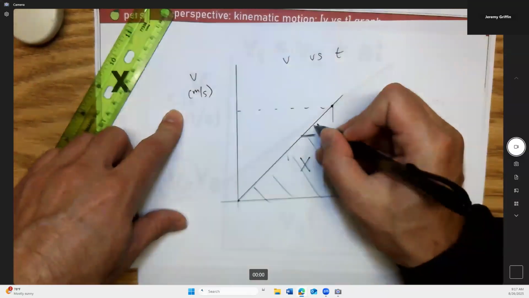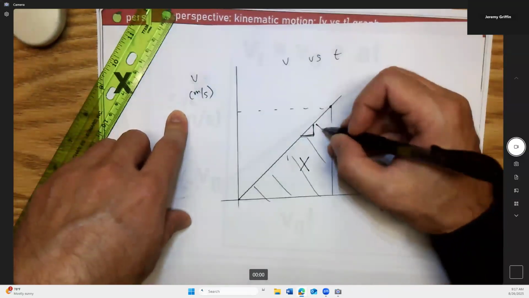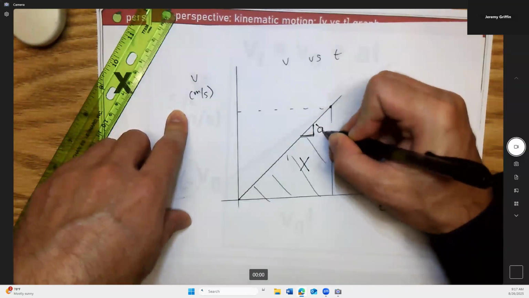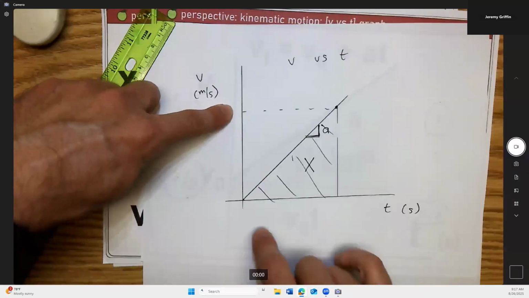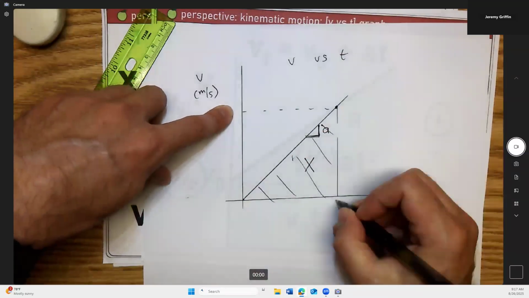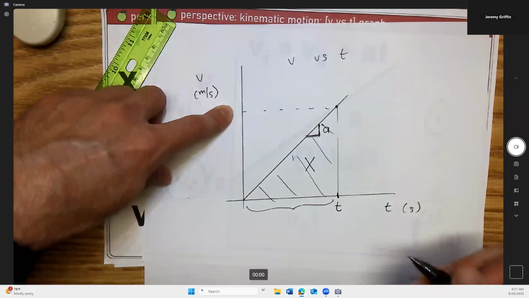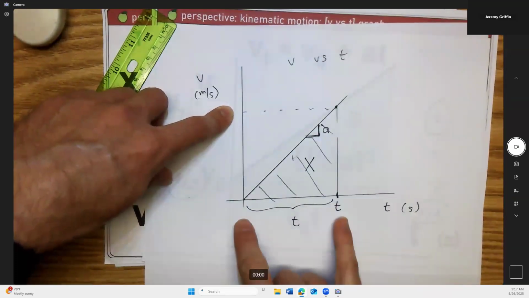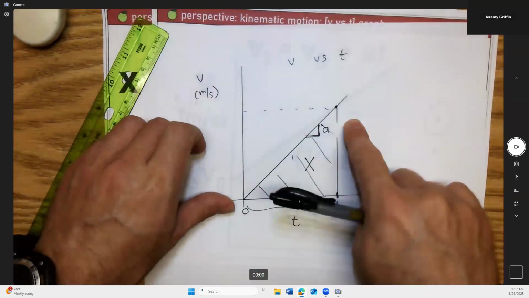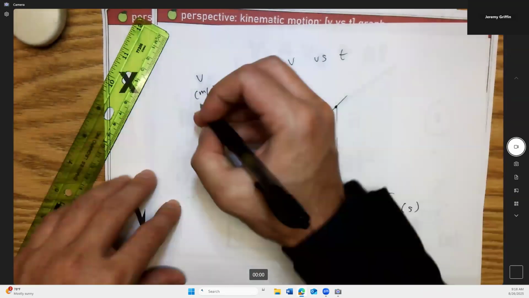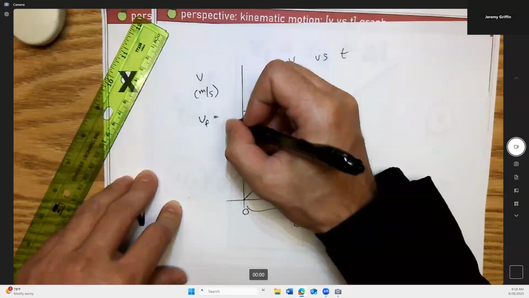You guys remember the slope of velocity versus time is equal to what variable? A, acceleration. That's the rate of change of velocity. So can you get this final velocity up here in terms of this acceleration and how much time it's going to go for? I'll call this whole interval t. If this base right here is t, and the slope is a, then what's this final velocity equal to in terms of a and t? A times t.